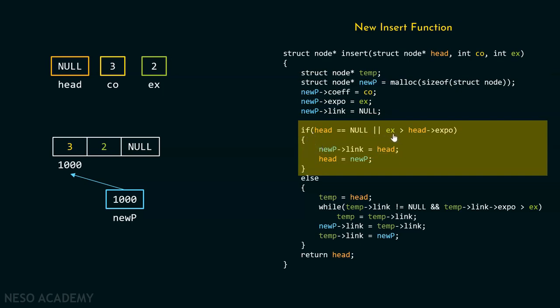null or the exponent of the new node is greater than the head expo, then we will evaluate this piece of code. Right now you can see that head is null, which means that this condition is satisfied. So we'll execute this piece of code, that is new p link equals head. New p link equals head means this will get replaced by null only, and head equals new p means that head is now updated by the address 1000, and this means that head is now pointing to this particular node, which simply means that this is our first node of the linked list, right?